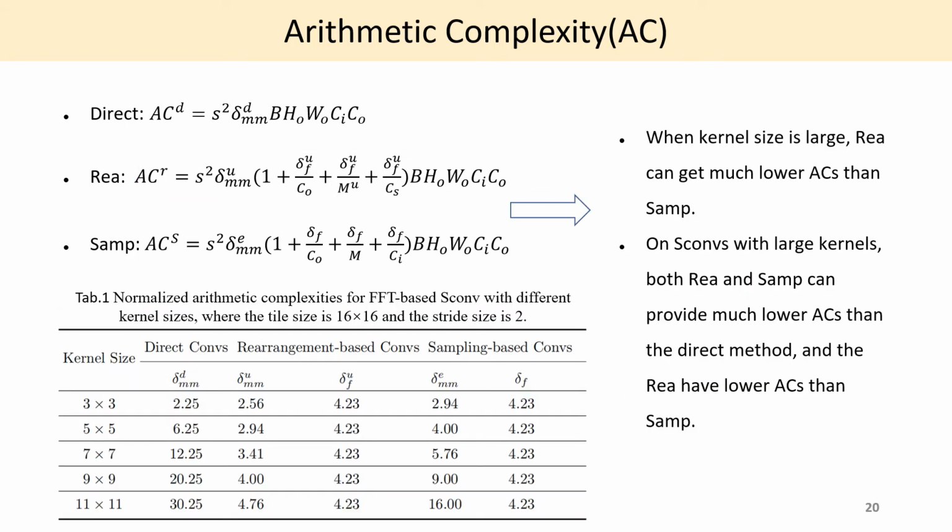Here are normalized arithmetic complexities for FFT-based strategic convolution. When kernel size is large, rearrangement can get much lower ACs than sampling. On strategic convolutions with large kernels, both rearrangement and sampling can provide much lower ACs than the DILAT method, and the rearrangement has lower ACs than sampling.